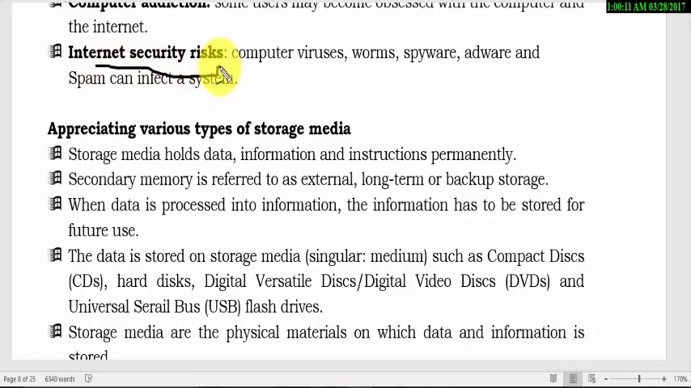The disadvantage of a computer is that computer viruses, worms, spyware, hardware, and spam can infect a system. So internet security risks are that a computer virus can harm your computer. There are what we call worms. These are also viruses. They can harm your computer. There's what we call spyware. This can harm your computer. There's what we call hardware. This can harm your computer. And also we have what we call spam. This can harm your computer.